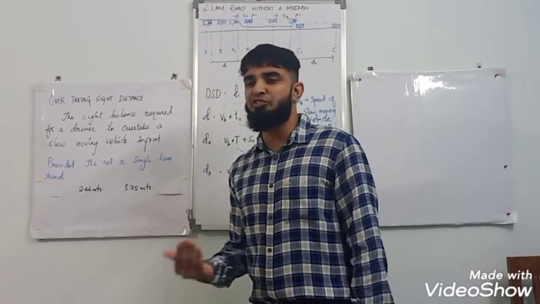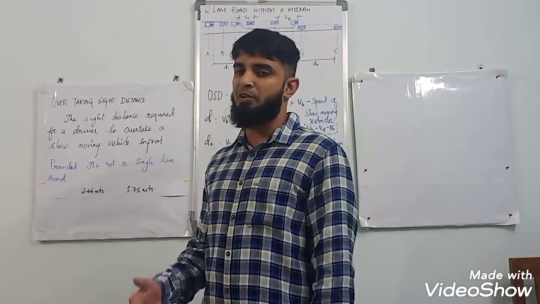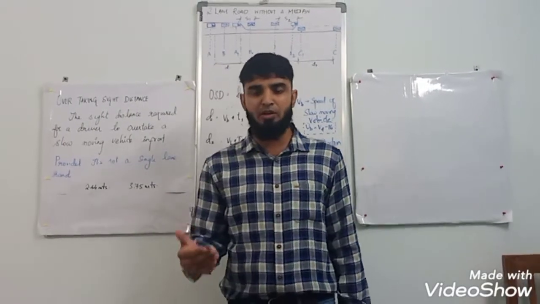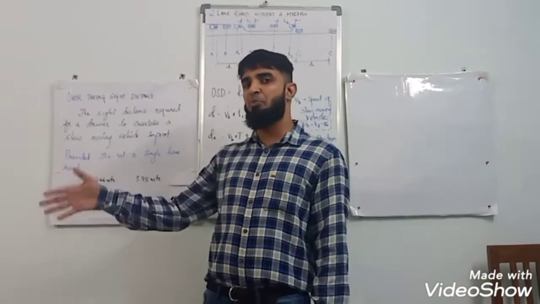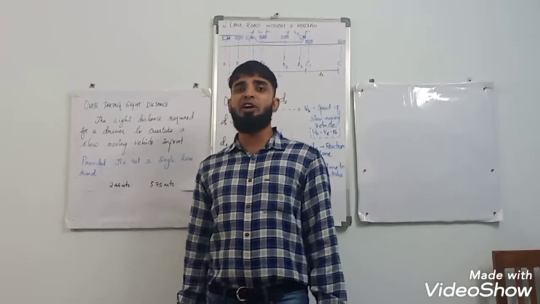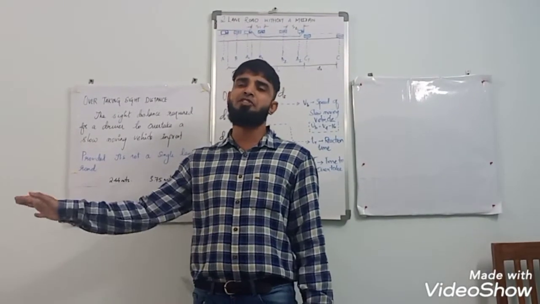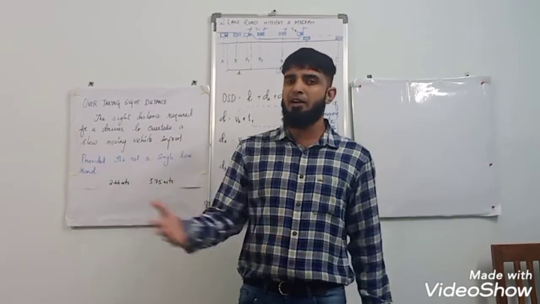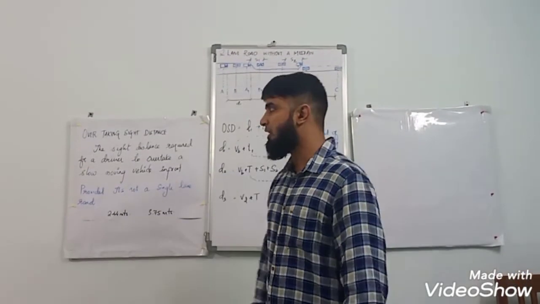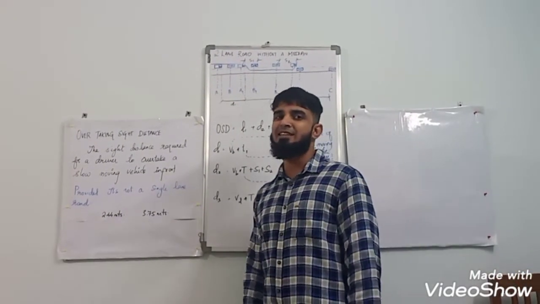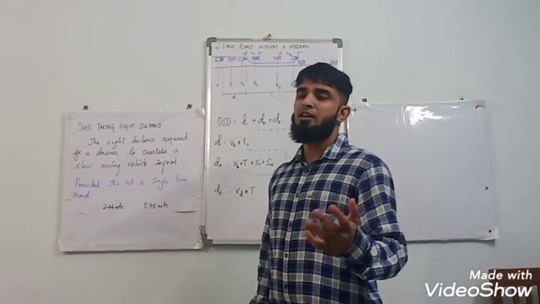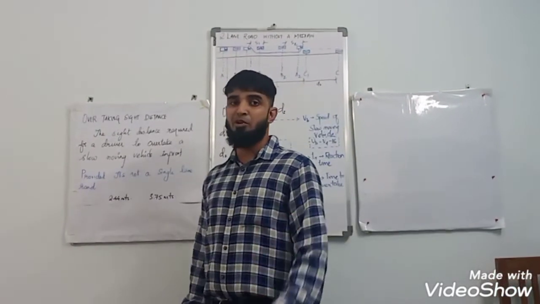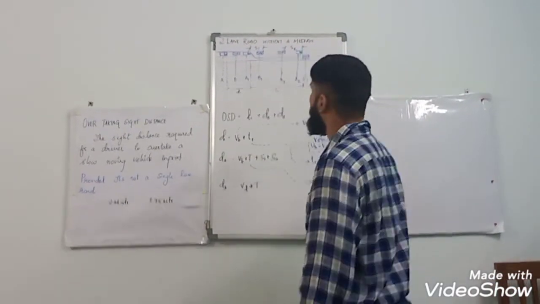Reaction time is different for different aspects. For example, if you are interested in finding out reaction time for stopping sight distance, it would be 2.5 seconds according to IRC. It may differ in reality, but according to IRC it is 2.5 seconds. Whereas for overtaking sight distance, IRC recommends a reaction time of 2 seconds. Right.